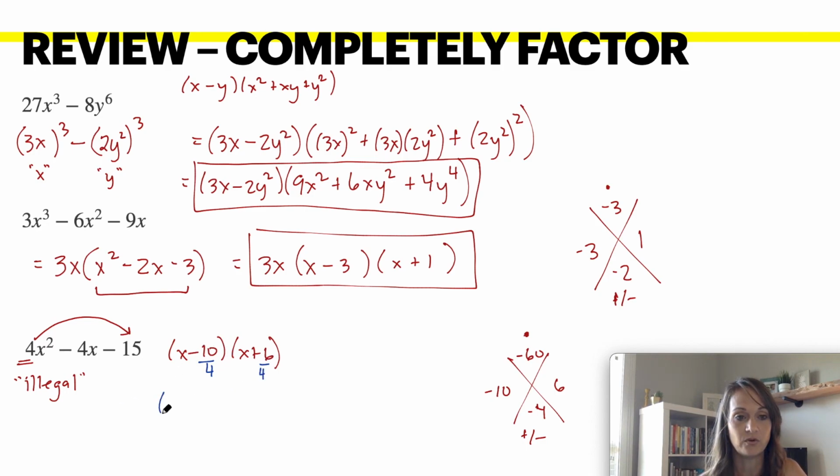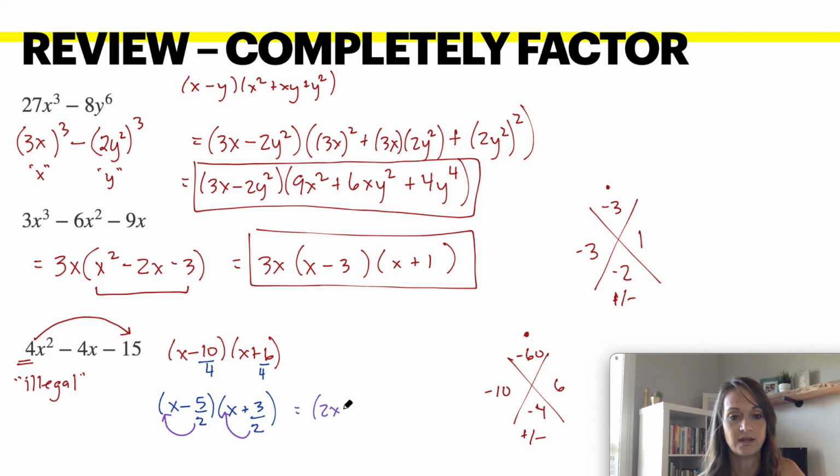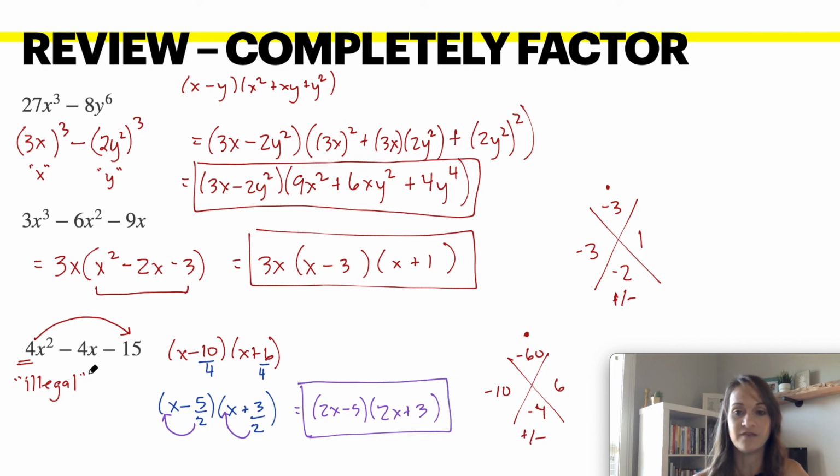10 divided by 4 simplifies into 5 halves. 6 divided by 4 simplifies into 3 halves. Now that they are simplified, if there's any fraction, you need to throw the denominator in front. So the 2 needs to be thrown in front, and this 2 needs to be thrown in front. So my final answer is going to be 2x minus 5 and 2x plus 3. And that is completely factored of that polynomial.